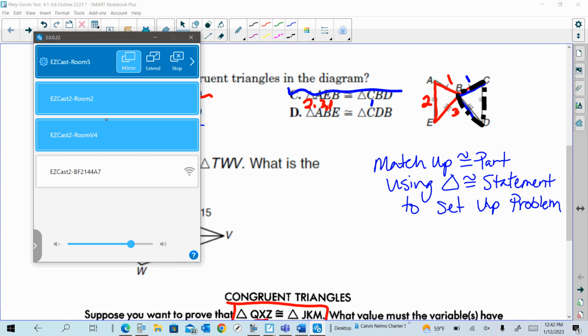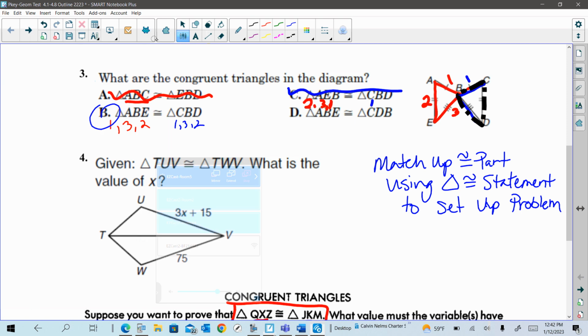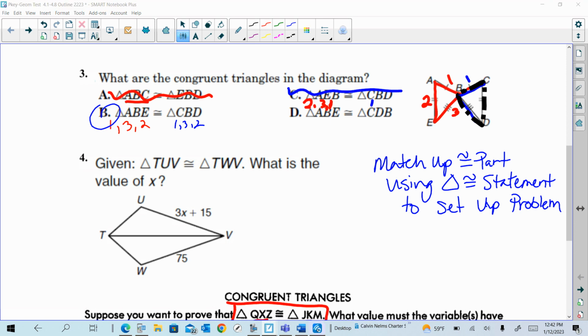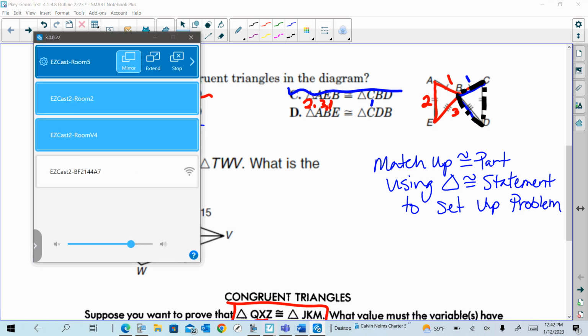Something happened here. Hold on. What is that? Okay.